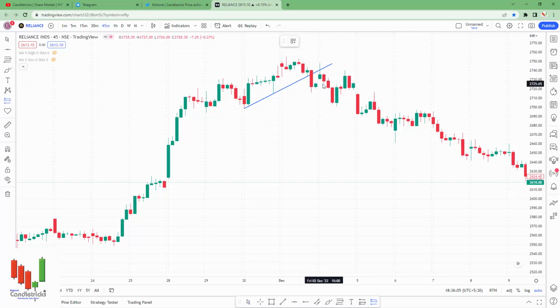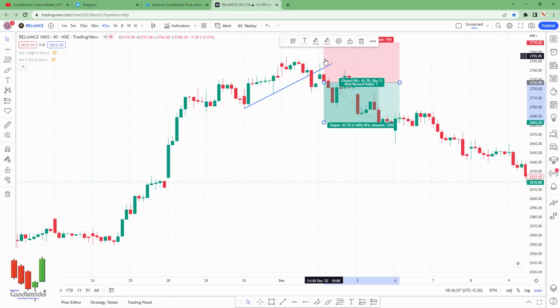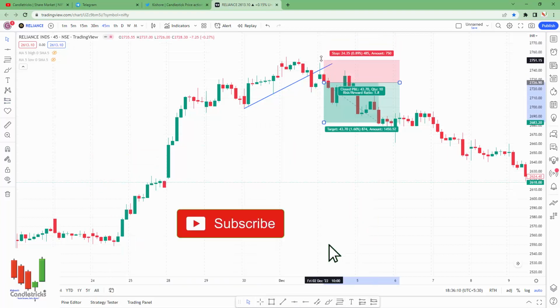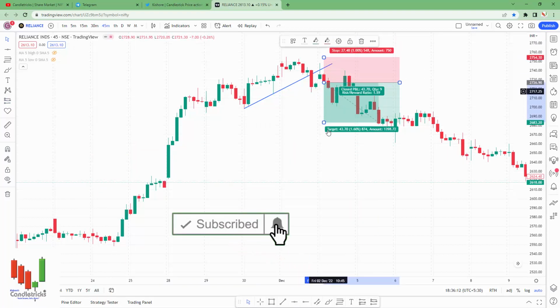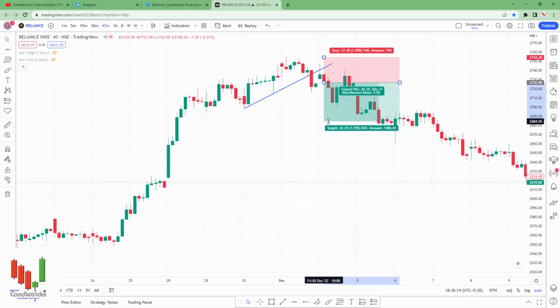So I will take the entry here and place the stop loss at the recent swing high. Recent swing high means here. And my target, as I already mentioned, 1:2 is the first initial target. So 1:2 is here, right?